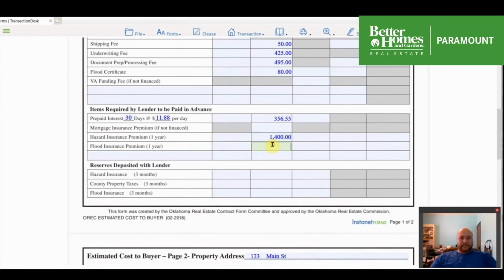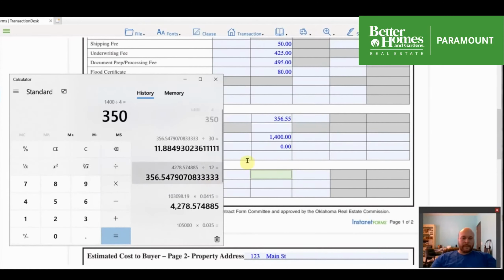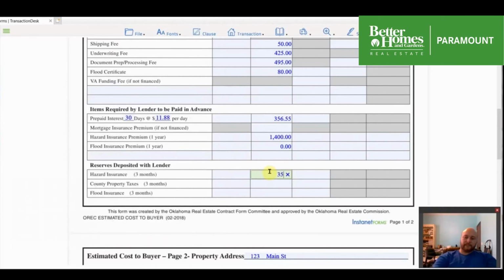So flood insurance, this house isn't in a flood zone. At least there was no flood disclosures on the disclosure. And then hazard insurance, 3 months of it in reserves. That's as simple as taking the annual estimated insurance cost and dividing that by 4. That'll give you 3 months, because there's 12 months in a year. So if you want to get 3 months, 12 divided by 4 equals 3. So that's why I divide it by 4. So 1400 divided by 4 equals $350 is going to be escrowed there.